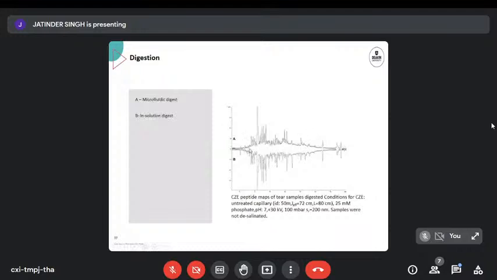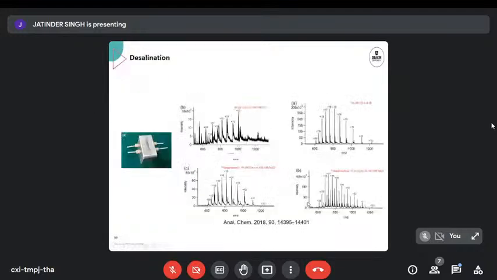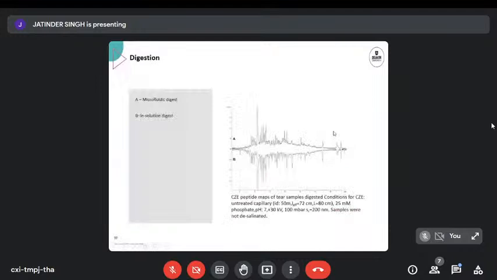Here we've got CZE peptide maps of some E. coli, from memory. Pretty sure that this was an E. coli sample. But yeah, you've got the digest, and you can see that the high peaks and the low peaks, the profiles, are very similar. We get effective digestion in a microfluidic flow cell.